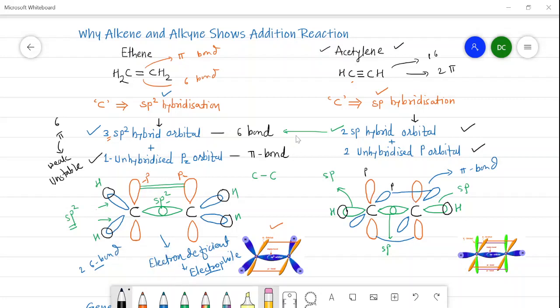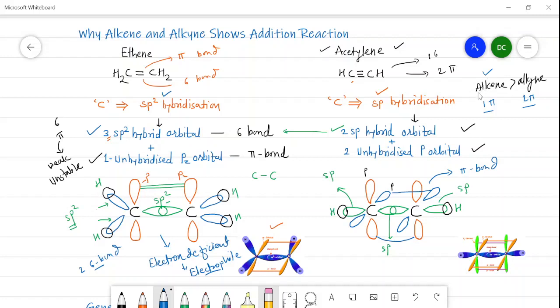Now, when we compare the electrophilic addition reactivity in case of alkene and alkyne, it is found that alkenes are more reactive than alkyne. You may be confused here. Alkyne possesses two pi bonds, alkene possesses only one pi bond. So as per the discussion, when pi bonds are more, alkyne should possess more reactivity. But this is not the case. Alkenes are more reactive in an electrophilic addition reaction than alkyne.